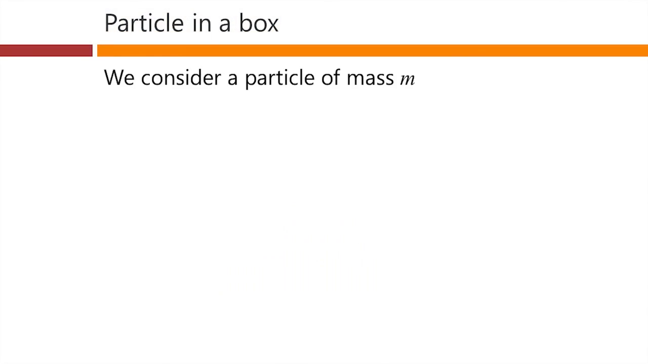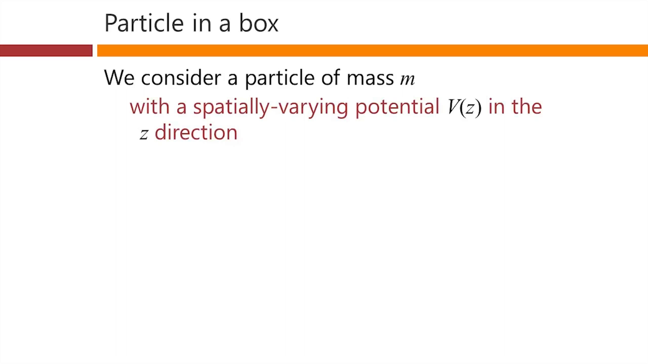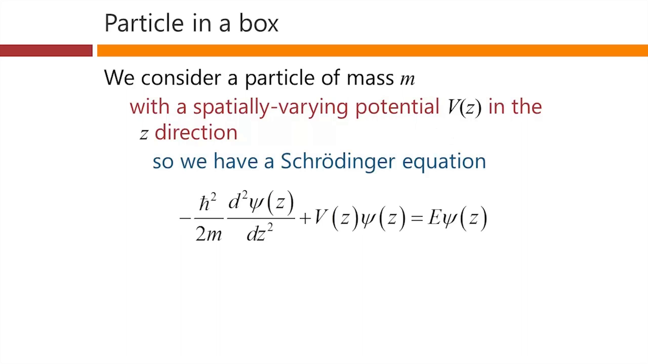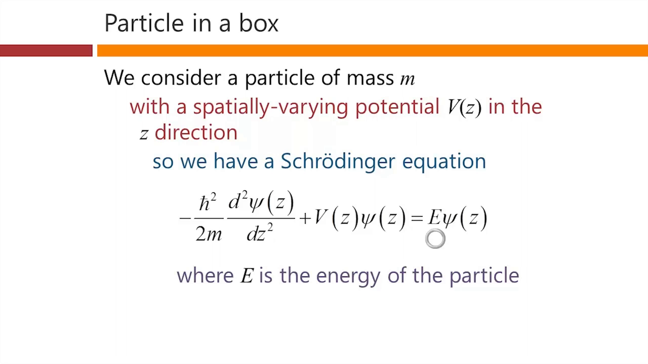So we will consider a particle of mass m, and we're going to presume that there's some potential V of z that varies in the z direction. And so we will have a Schrodinger equation just like we have drawn before. And E here will be the energy of the particle. And of course, psi of z is the wave function.